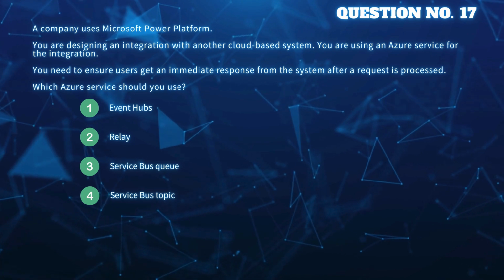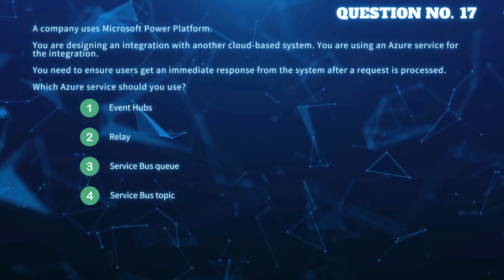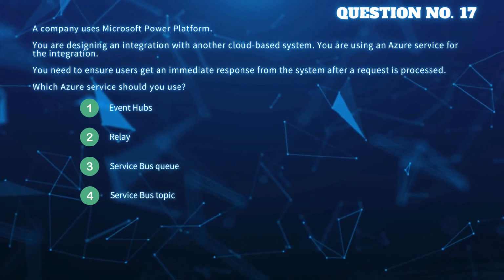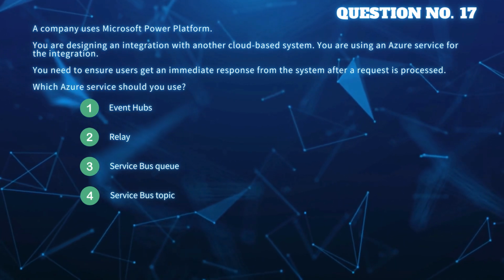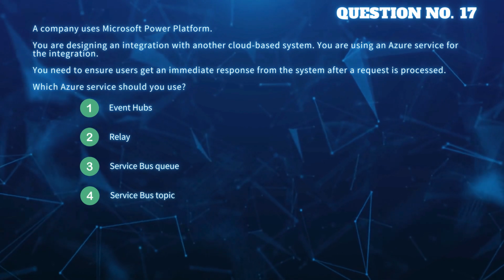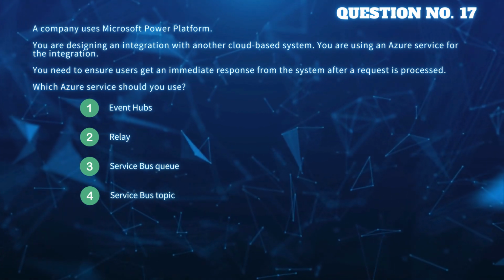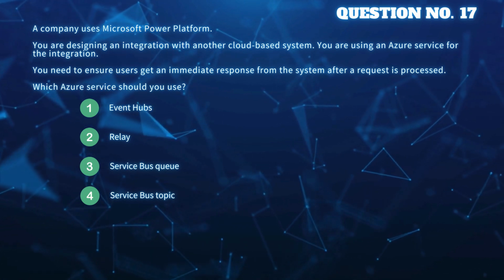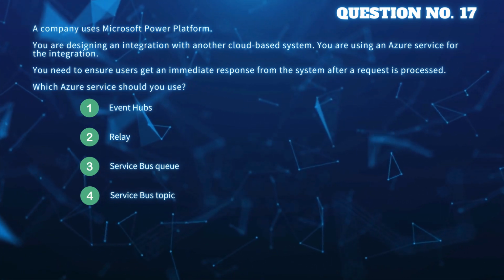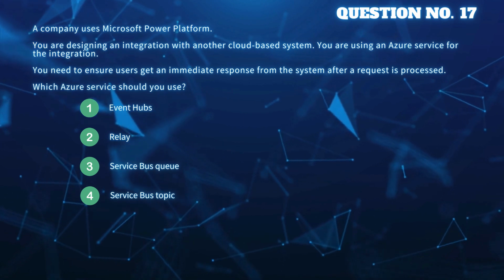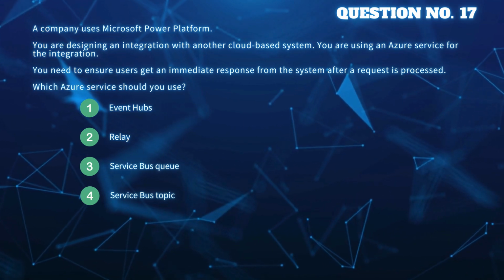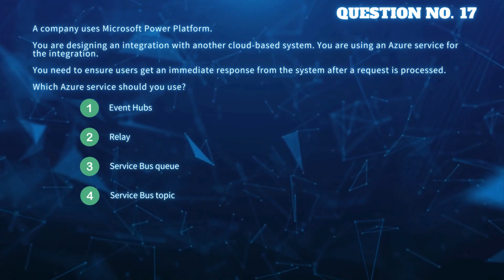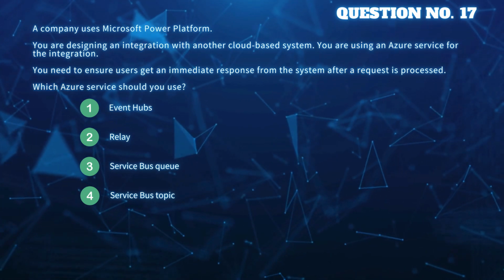A company uses Microsoft Power Platform. You are designing an integration with another cloud-based system. You are using an Azure service for the integration. You need to ensure users get an immediate response from the system after a request is processed. Which Azure service should you use? Option 1, Event Hubs. Option 2, Relay. Option 3, Service Bus Queue. Option 4, Service Bus Topic.